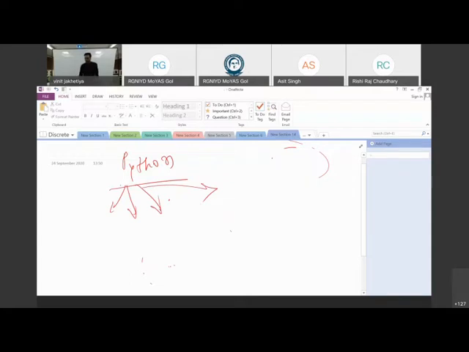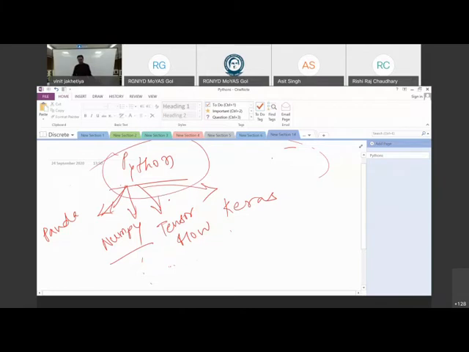Let's say Keras. Another one is TensorFlow. I hope you are able to read my writing. Third one is Pandas. Fourth one is NumPy. Python is the programming language where some kind of libraries are already available, which are Pandas, NumPy, TensorFlow, and Keras.